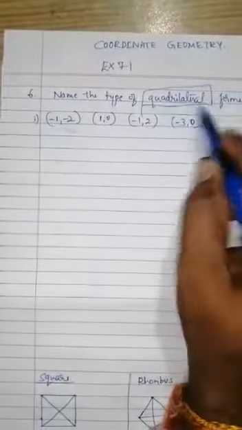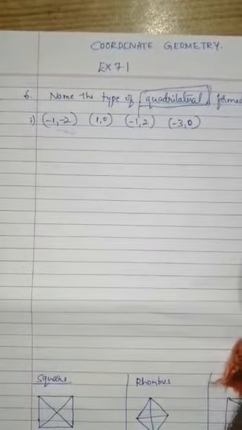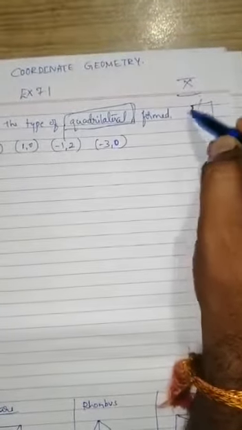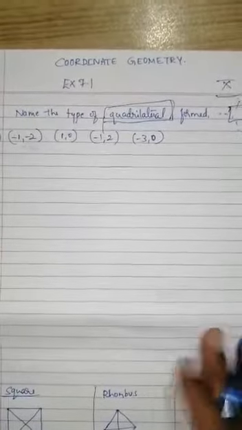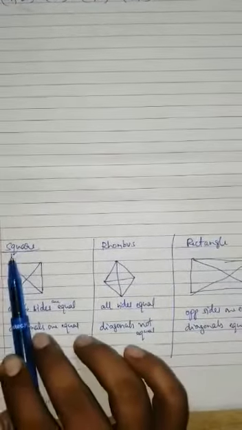Okay, what do you mean by quadrilateral? Quadrilateral is nothing but a shape having four sides: 1, 2, 3, 4 sides. There are many quadrilaterals, but usually only three types will come out: square, rhombus, and rectangle.